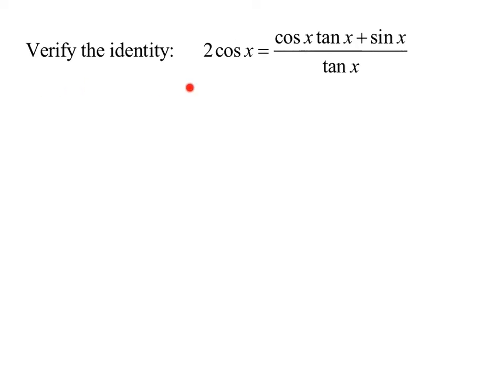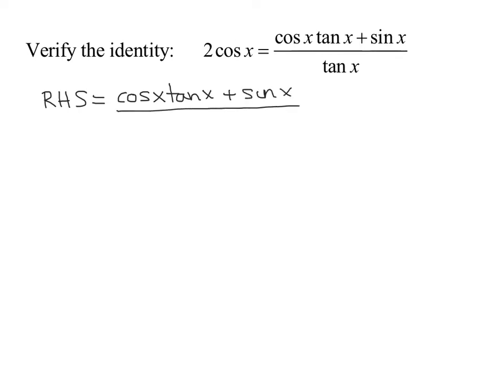In this problem, I need to verify this trigonometric identity. And looking at this identity, I think I need to start on the right-hand side since that looks like it's the more complex of the two sides. So I'm going to write the right-hand side out. And it's cosine x times tangent x plus sine x, all divided by tangent x.